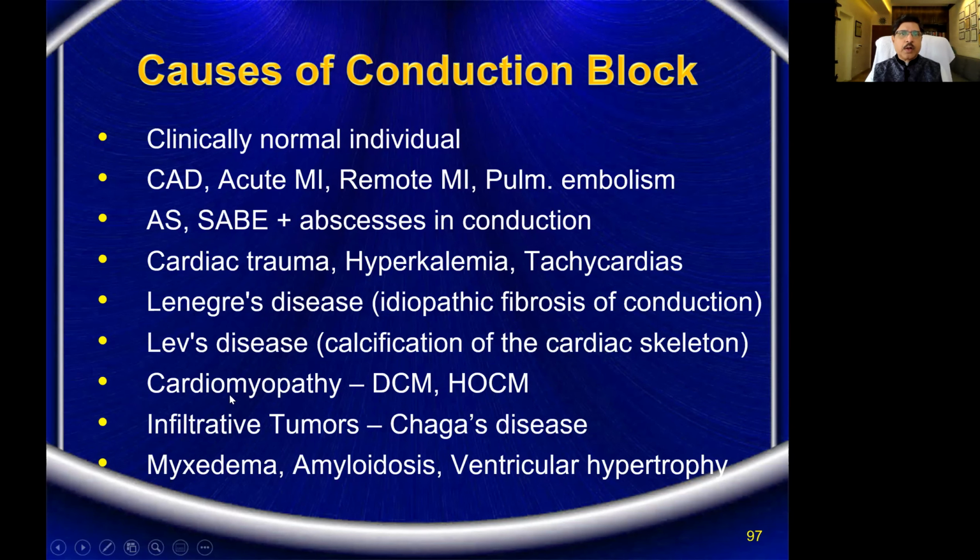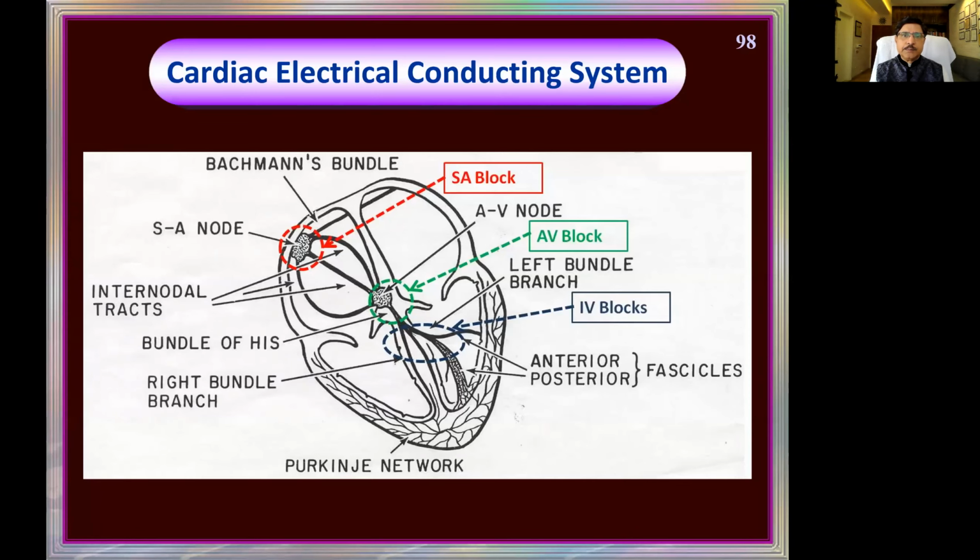Out of them, the common ones are ischemic heart disease, pulmonary embolism, subacute bacterial endocarditis, abscess of the conduction bundle, aortic stenosis, and of course left ventricular hypertrophy due to any cause. So these are the clinical etiology of conduction block. Now how the ECG looks like, let us see.